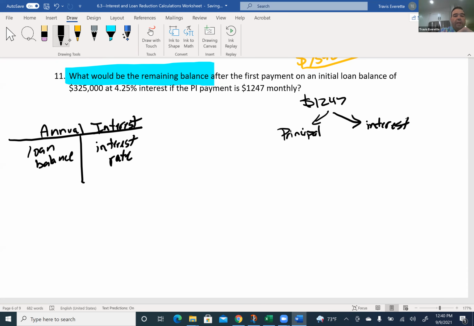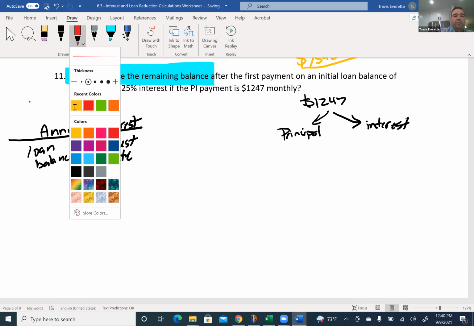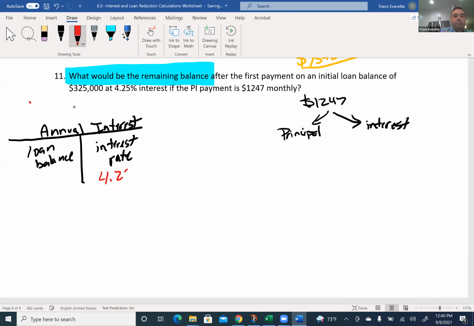All right, so what information do we have here? Let's take a look. We've got a 4.25% annual interest rate. It's right there. And it says an initial loan balance of $325,000. So there's our loan balance, $325,000. And they're side by side, so that means multiply. Okay, $325,000 times 4.25%. That's annual interest of $13,812.50.